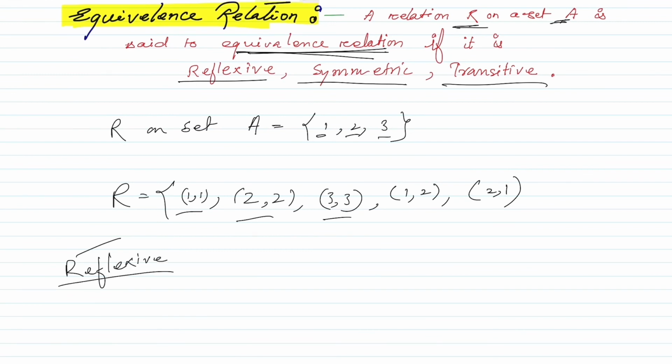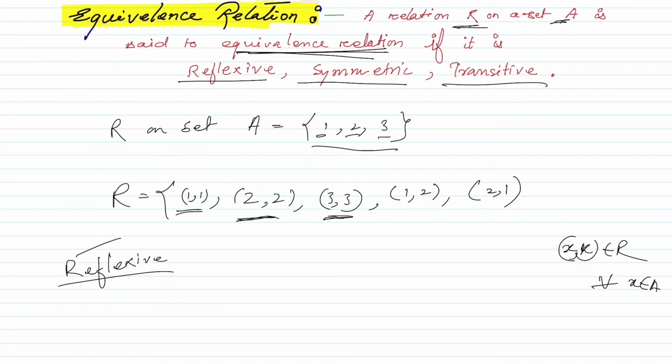So we know the condition to be reflexive. A relation R is said to be reflexive if (x,x) belongs to R for all x belonging to A, isn't it? That was the condition. Here we have got (1,1), (2,2), (3,3) for all the elements in set A. Then let me check, is this symmetric or not?